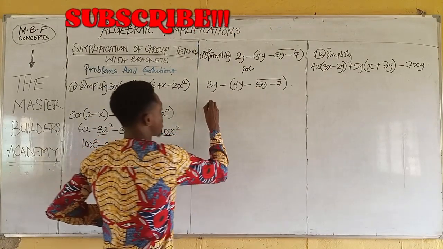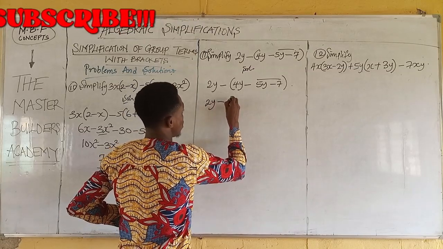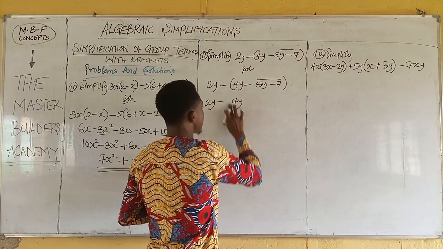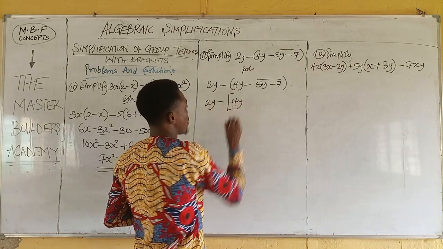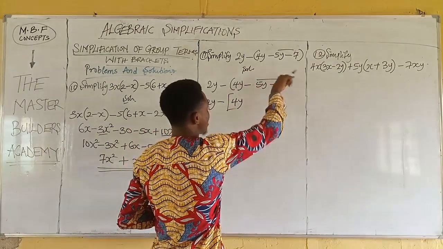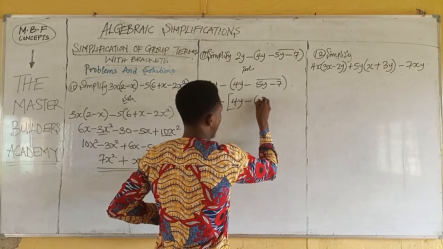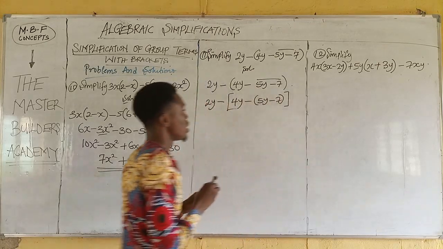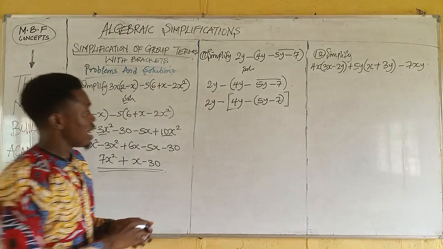So we are going to have this as 2y minus open bracket 4y. Now in this case, we are going to be using the square bracket, okay? So that we rewrite this. Then minus open bracket 5y minus 7 close bracket, then close the external bracket.